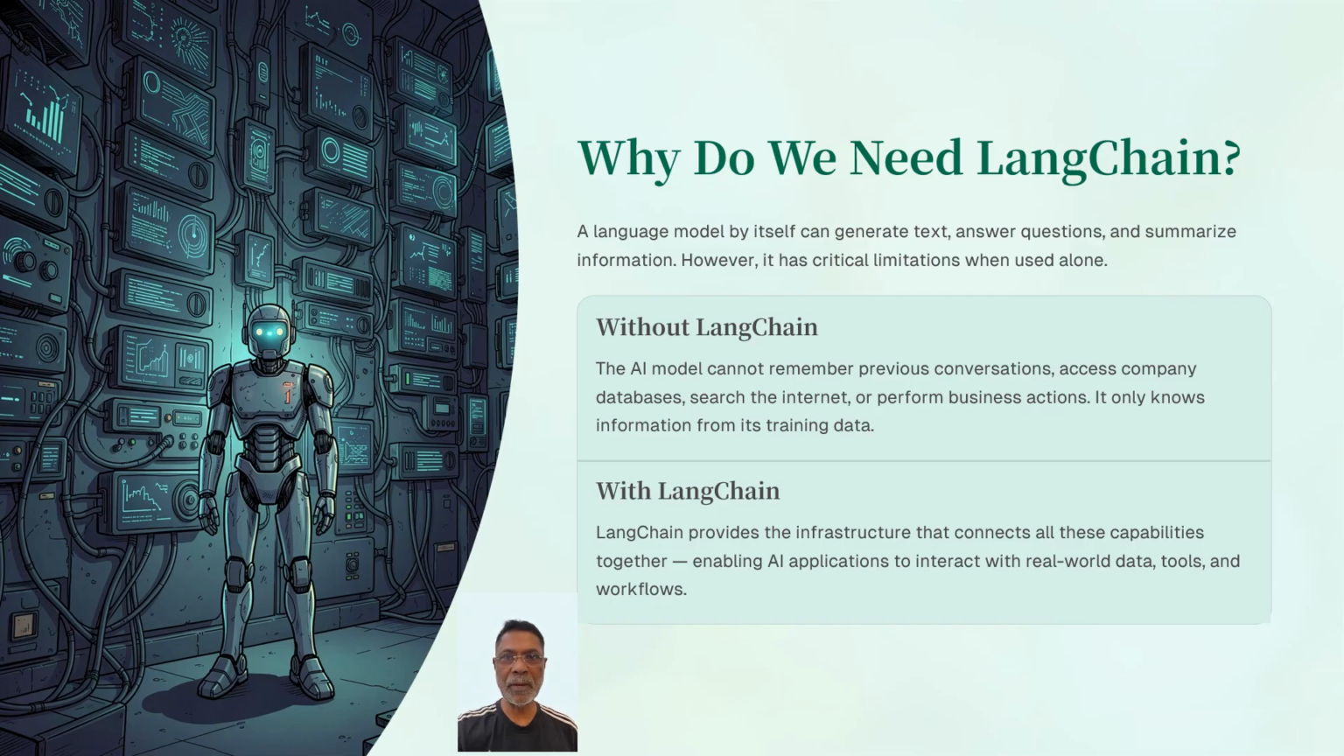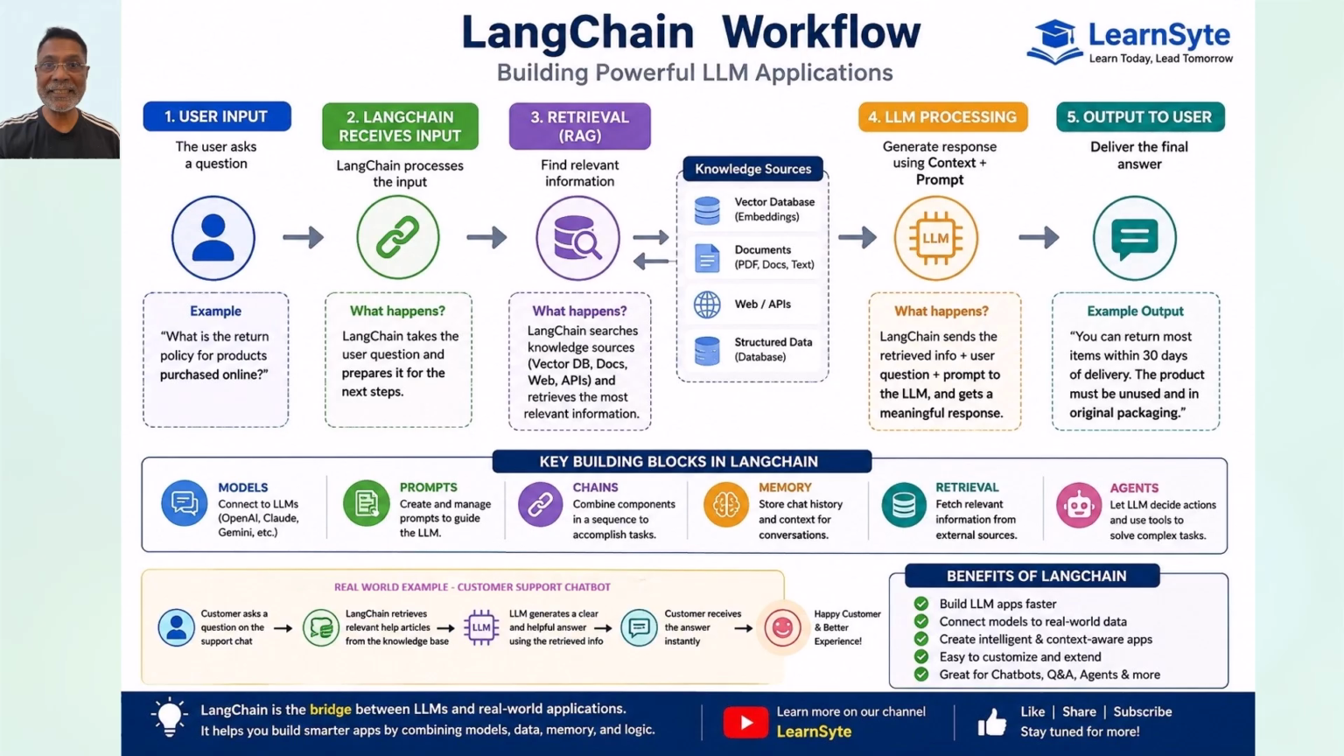A language model by itself can generate text and answer questions, but it has limitations. Without LangChain, an AI model cannot remember previous conversations, access company databases, search external information, or perform business actions. LangChain solves these challenges by connecting AI models with real-world tools and data sources, making applications more useful, intelligent, and practical. Let's examine the LangChain workflow.